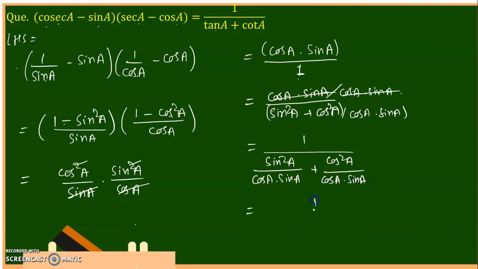So here this sin A will be cancelled out, so we get sin A upon cos A, that will be tan A, plus here cos A cancels out, so here we get cos A upon sin A, that will be equal to cot A. That is what we have to prove on the right hand side.